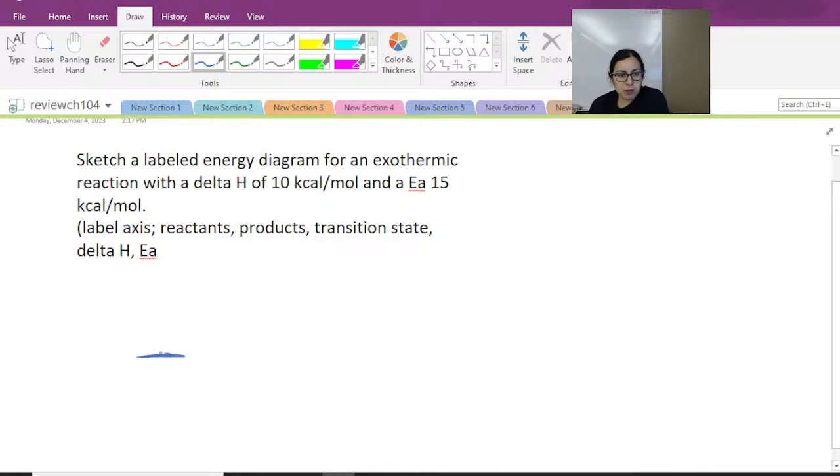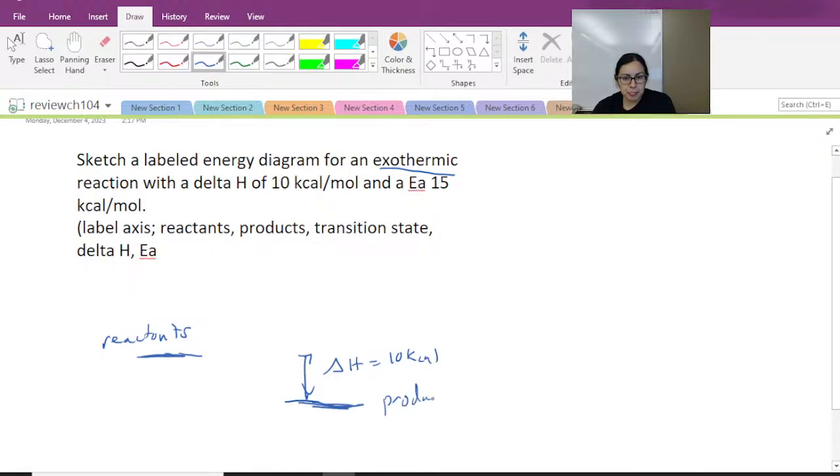It doesn't really matter where you start, but you just want to label. You have your reactants. In this case, you were given an exothermic reaction, so products are going to be lower in energy. Your delta H tells you the difference. In this case, it's 10 lower, and you want to label that. So delta H equals 10 kcal, and down here is your products.